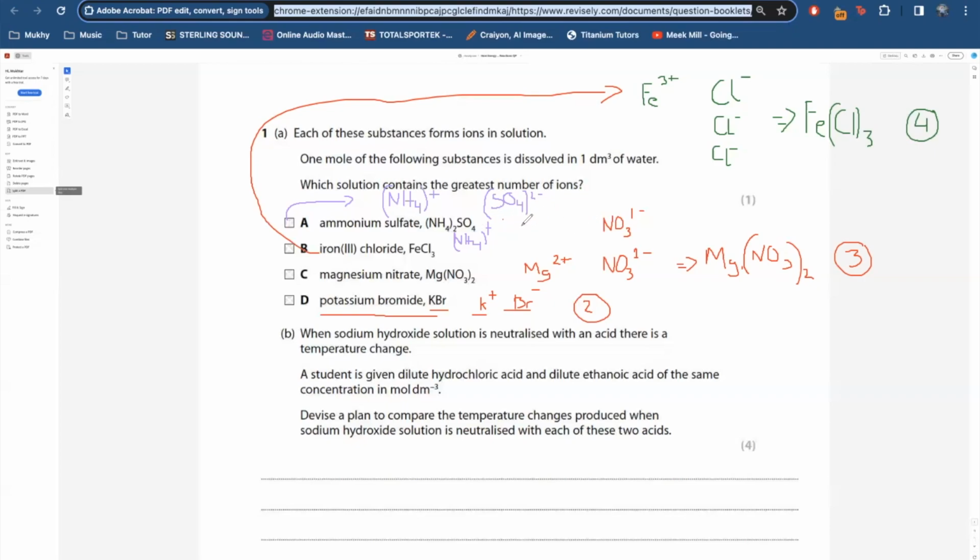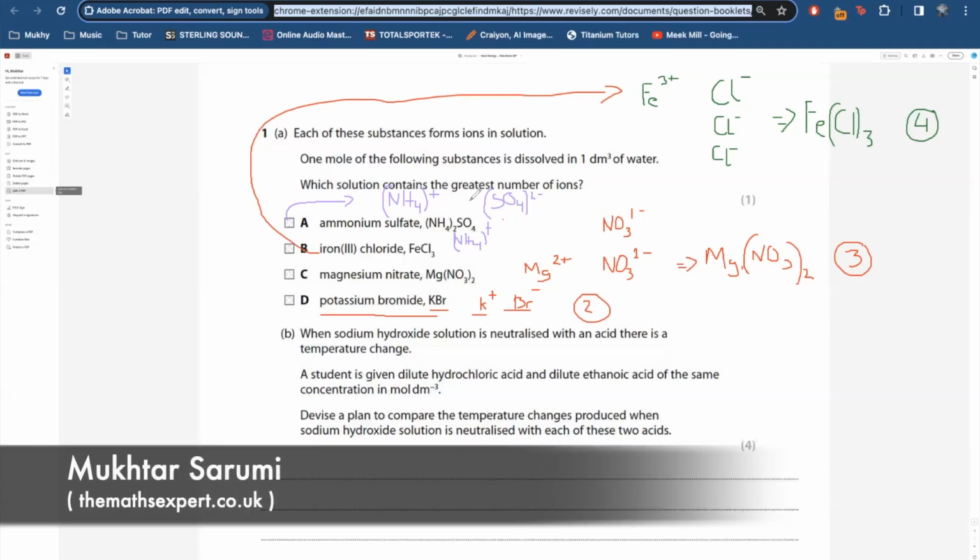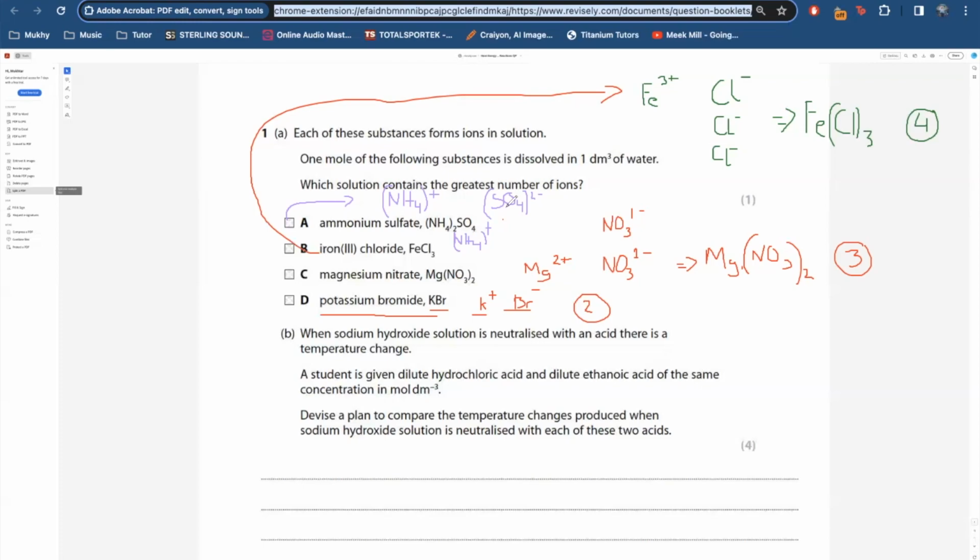How many ions in total here? 4. Count them again. They're on the screen. Don't get confused. Is it one, two, three? You told me two NH4 and one SO4 2 minus, right? Oh, I was counting the numbers, not the ions. Yeah, the ions are things with the charges. Remember, I said that. So how many ions in this case? 3.